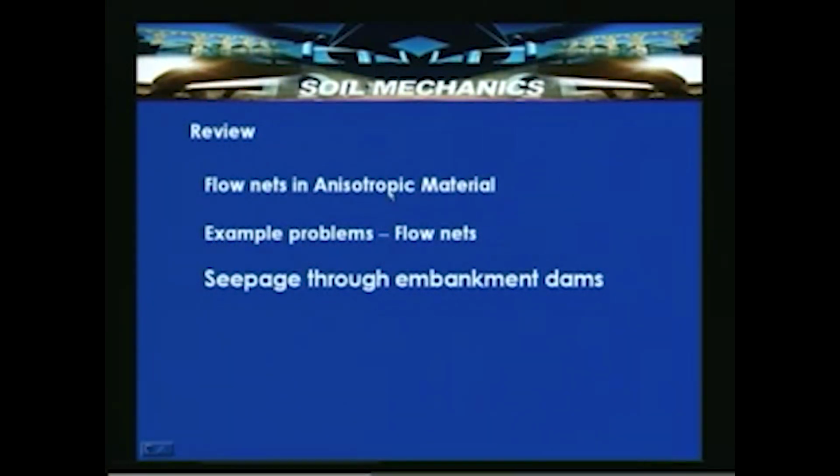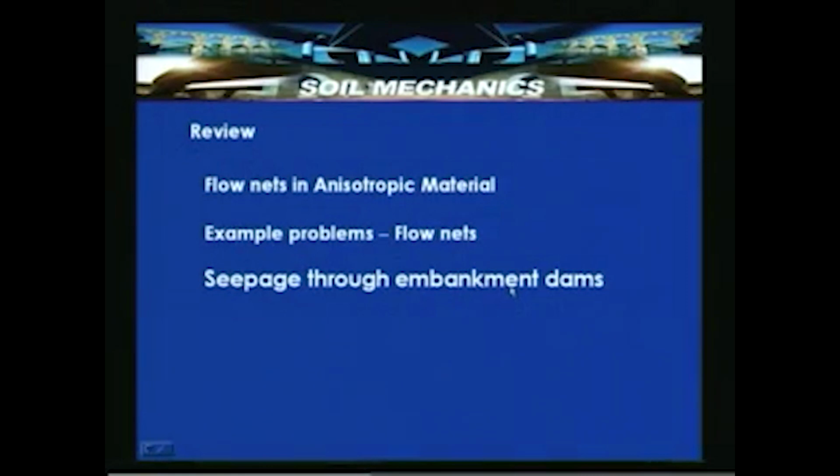So, in the previous class we understood the flow net construction in anisotropic material, and we also solved some example problems by considering the anisotropic nature of the soil in horizontal and vertical directions. That means that we considered the permeability to be non-equal in horizontal and vertical directions, and then we tried to get a transformed section by plotting to a scale with the variation of kx and ky, and we also then saw the seepage through embankment dams, which is an example of an unconfined seepage.